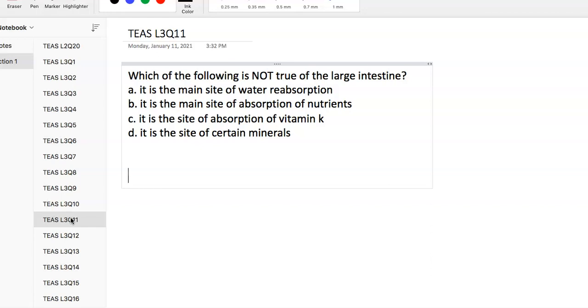Okay, question 11. Which of the following is not true of the large intestine? And we want answer choice B. It is the main site of absorption of nutrients. The large intestine is the main site of water reabsorption and the absorption of vitamin K and certain minerals. The small intestine is the main site for absorption of nutrients.